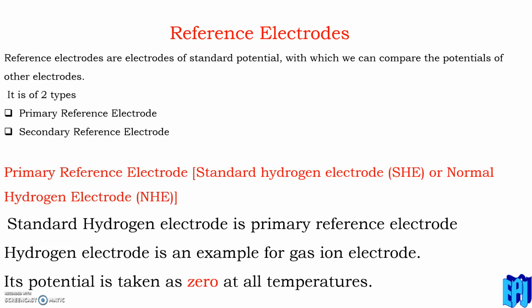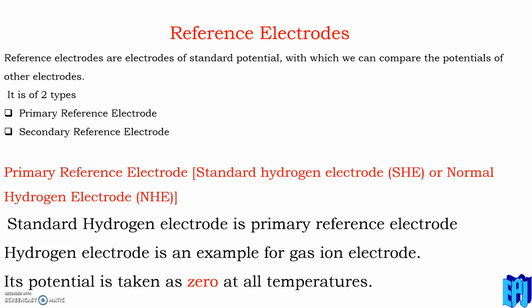Let us first discuss what we mean by SHE. The standard hydrogen electrode, when abbreviated, is SHE, and is a primary reference electrode. Second point, the hydrogen electrode is an example of a gas ion electrode. Its potential value is taken as 0 at all temperatures. The hydrogen electrode is an example of a gas ion electrode.